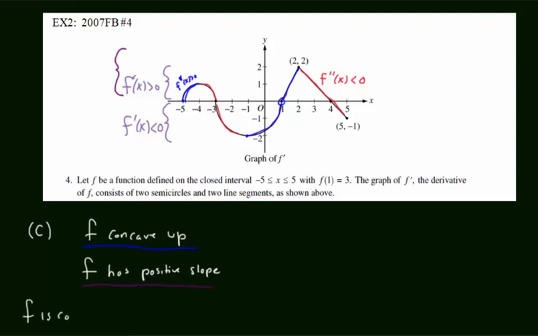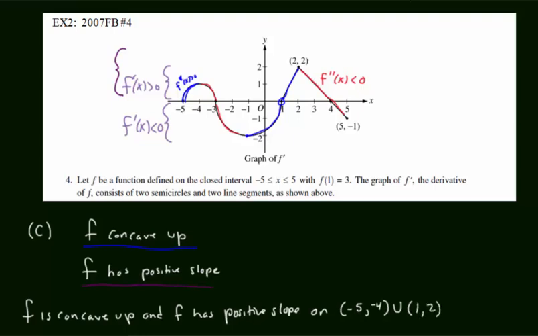F is concave up, and f has positive slope on the interval -5 to -4 in union with 1 to 2. The reasoning?